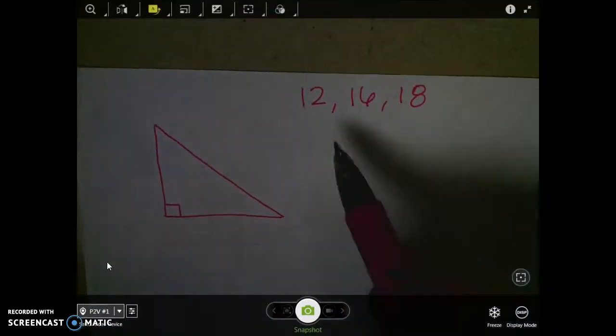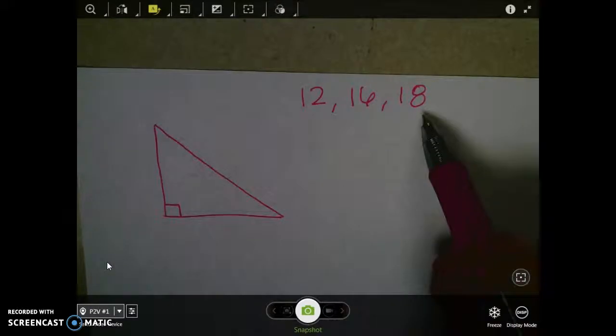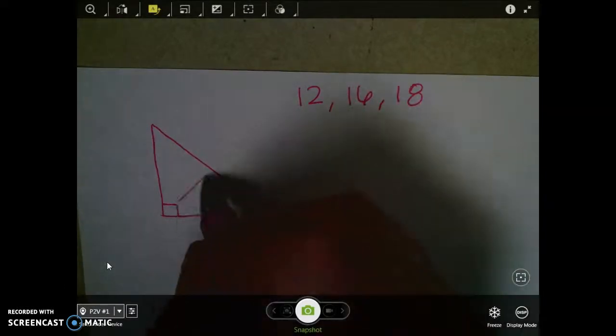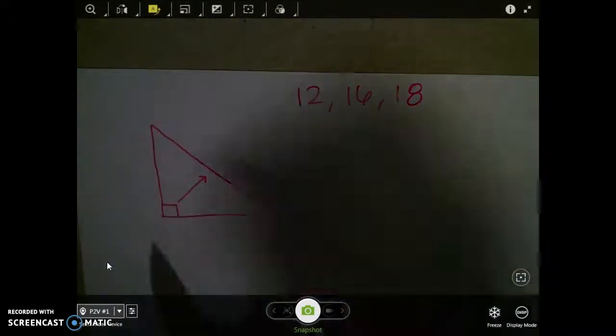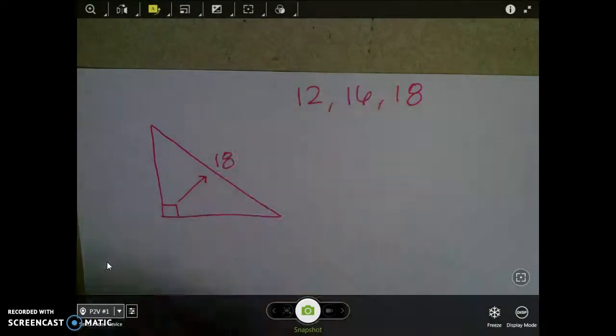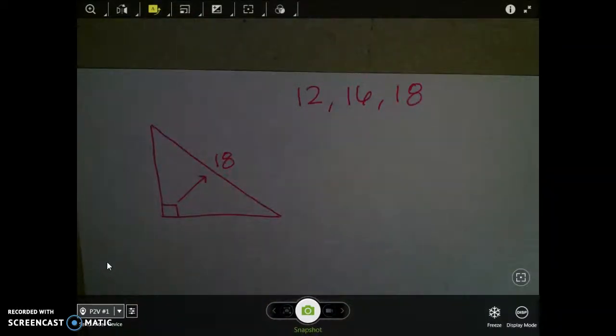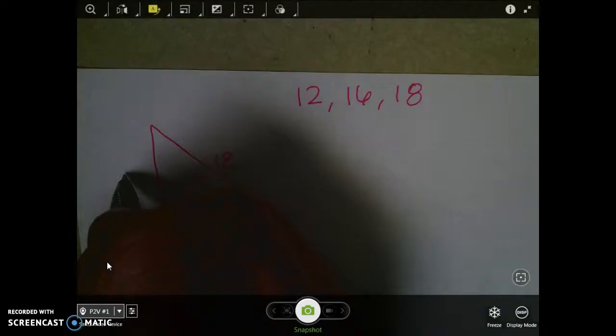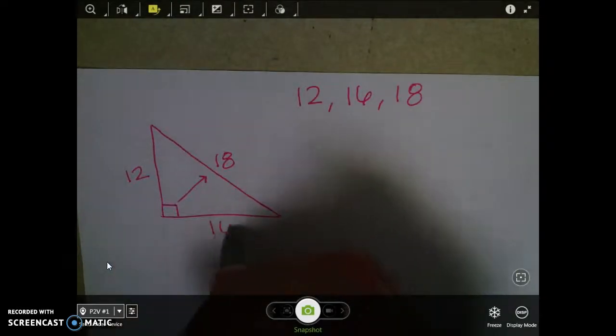Okay, here we go. So we have 12, 16, and 18. 18 is the longest side. Remember that the hypotenuse is always the longest side, and the hypotenuse is across from the right angle. So we would put 18 here. And then for 12 and 16, it doesn't matter which one is which leg. So I'm going to put 12 over here and 16 over here.